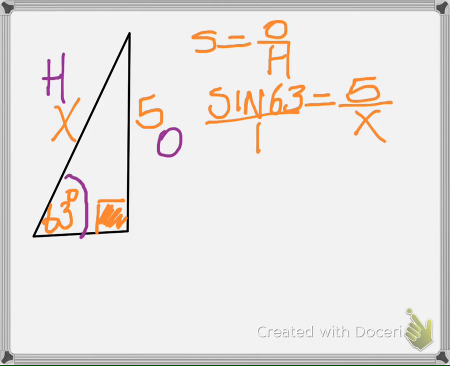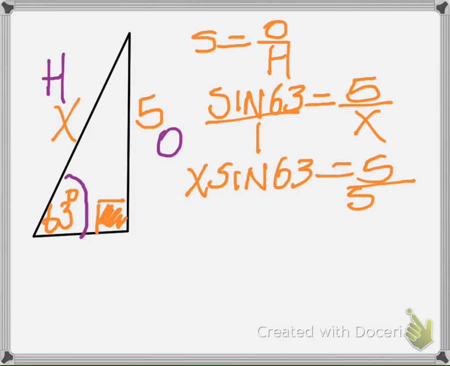Okay, so how do I solve for x? I can cross multiply. X times sine of 63 equals 5. And then how do I solve for x? I need to divide both sides by sine of 63 degrees.